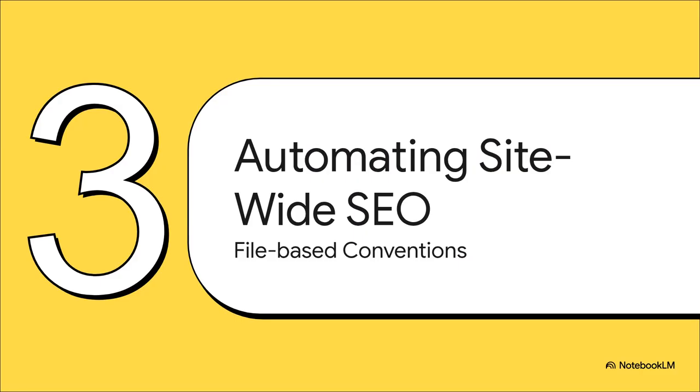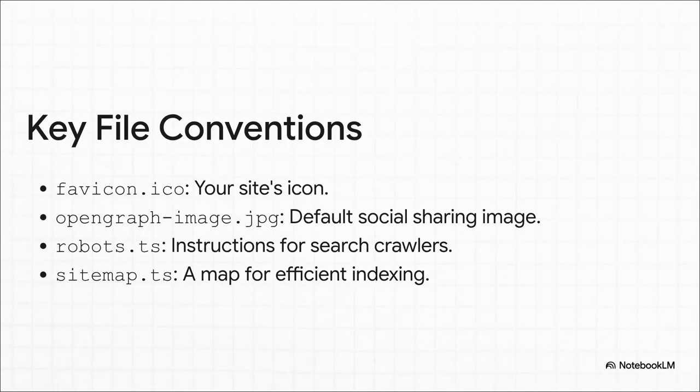All right, let's switch gears and talk about our second method, the file-based conventions. This is all about automating those crucial site-wide files that search engines and browsers are always looking for. It takes all the manual grunt work out of your global SEO and branding. With this approach, you just drop specially named files into your app folder, and Next.js just knows what to do with them. A favicon.ico becomes your site icon, an opengraphimage.jpg becomes your default social sharing image, and then you have the really powerful ones like robots.ts and sitemap.ts, which let you programmatically tell search engines how to navigate your site.